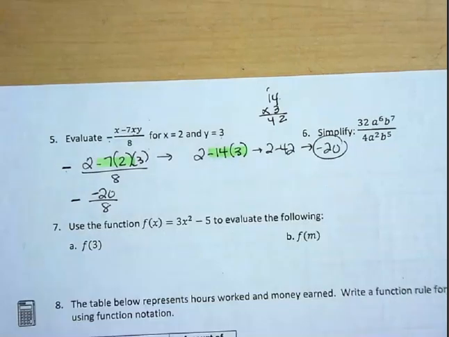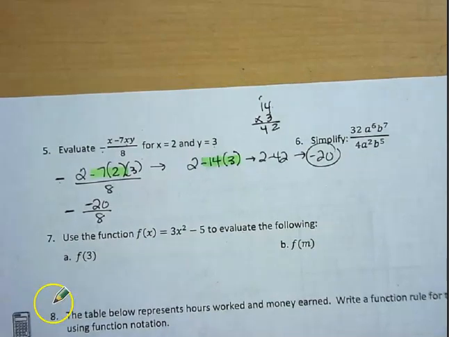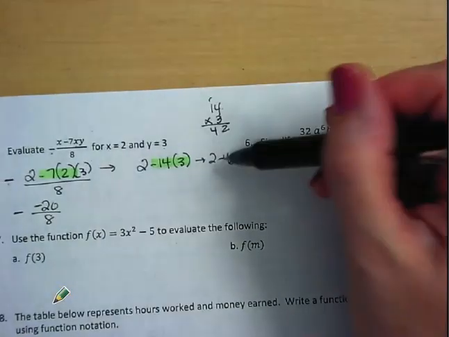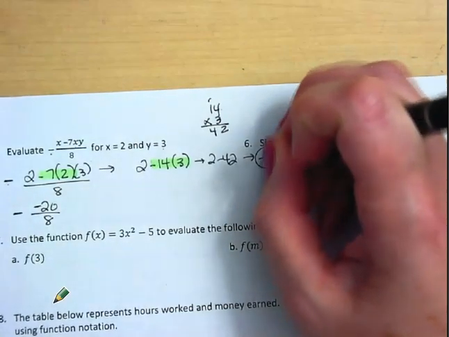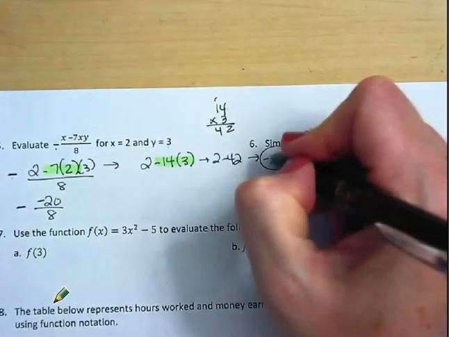Hold on, I think I've done something wrong, haven't I? Oh, I found it. Good heavens. 2 minus 42 is not negative 20. That would be completely false. It is negative 40.